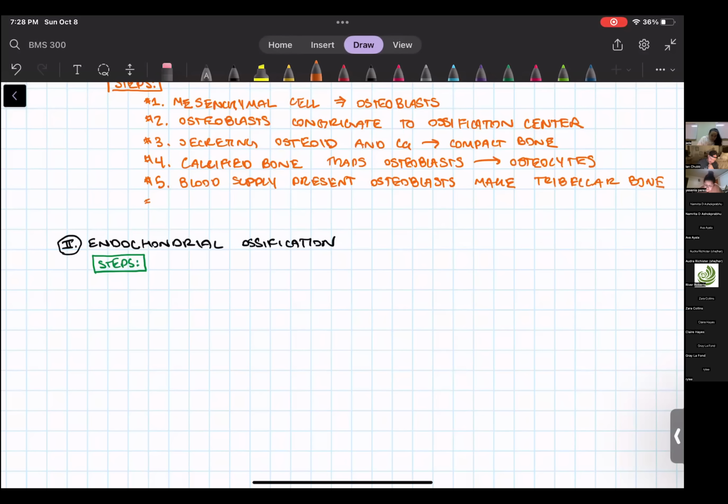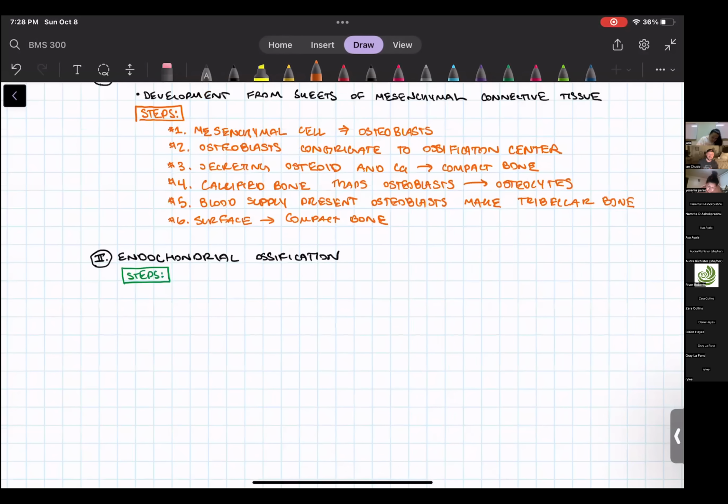And then really our last one is the surface is making that compact bone. So this way is really starting off with this weird pool of cells that then start to differentiate into blasts. We start making the matrix and things start forming from that little intramembranous pool.